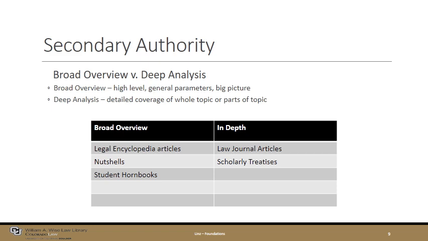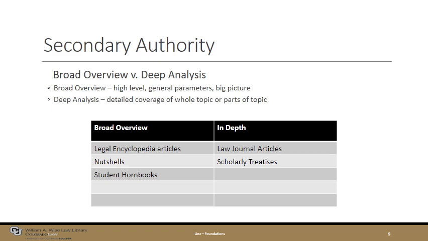A third distinction is that some secondary authority provides a broad overview while others provide deep analysis. This is somewhat similar to the scholarly versus practical distinction. But here, a publication that provides a broad overview may not really be practitioner focused. Think here in terms of nutshells or horn books or even study aids. The goal of those publications is to help you get an orientation to what the subject area is and help you figure it all out.